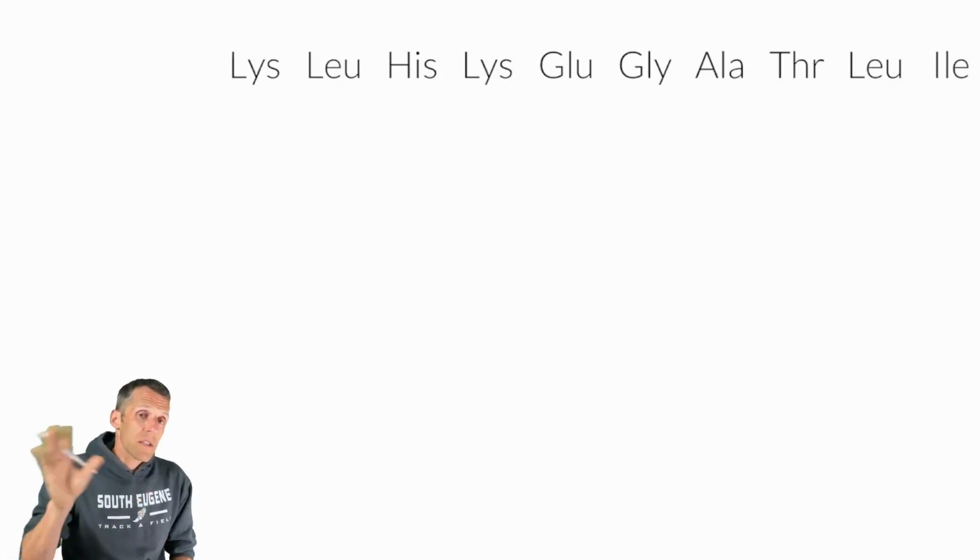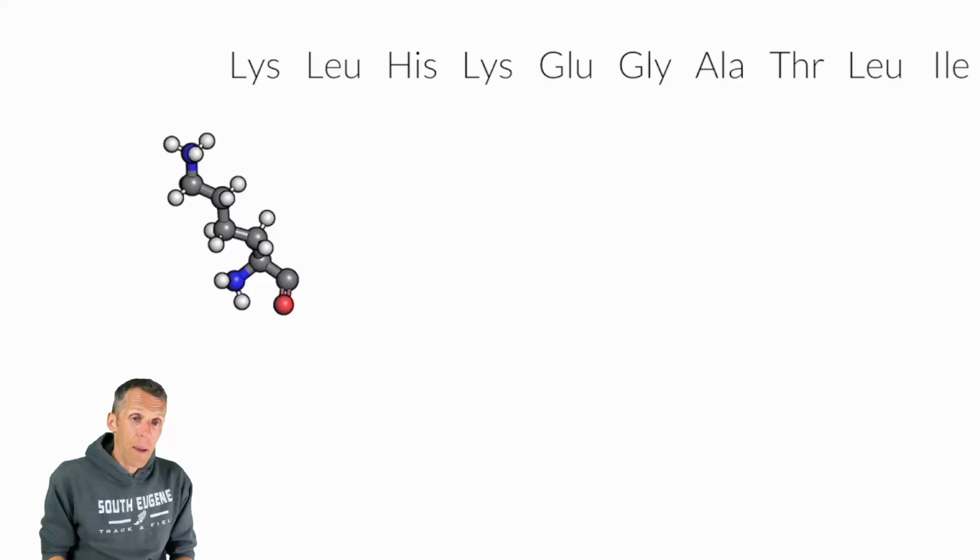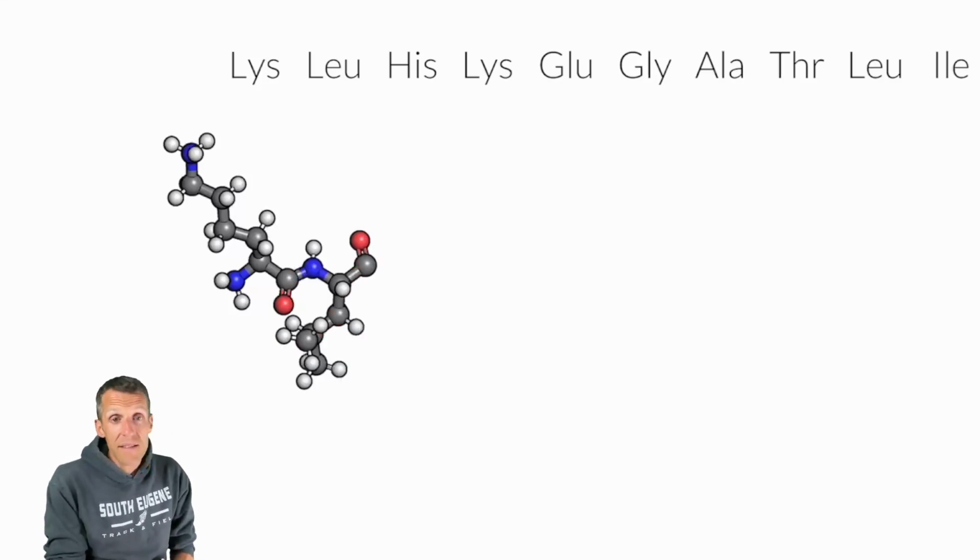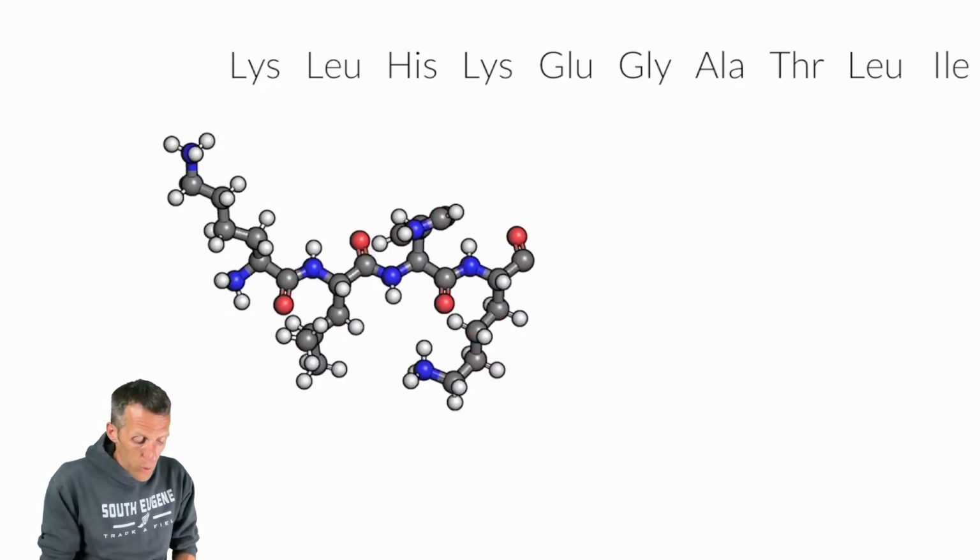We can take this sequence from letters and turn it into chemicals by actually drawing it this way. So I've now drawn the lysine with its amino terminus here, its carboxy side here. We're now going to add a leucine, a histidine, and a lysine. And hopefully what you appreciate is we're just adding this in a linear chain, right? There's the first peptide bond, there's the next peptide bond, there's the next peptide bond.